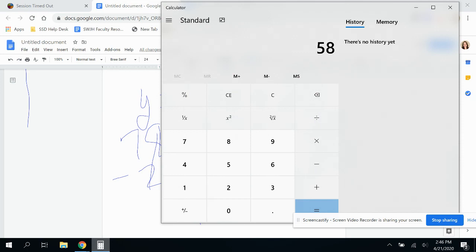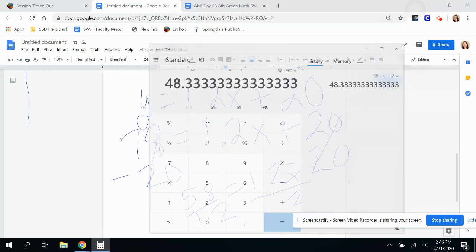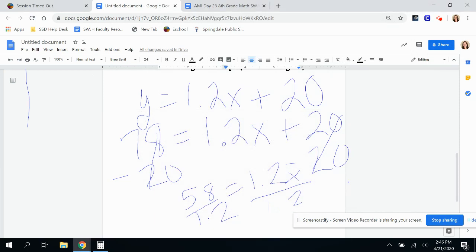58 divided by 1.2, and I get 48.333. I'm going to put it on the side over here. X equals 48.3. And so 0.3 isn't quite a minute, but I can round up to 49 to say it's 49 minutes to be a full 78%.